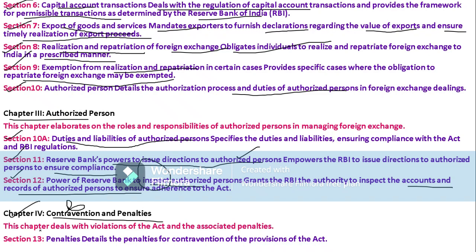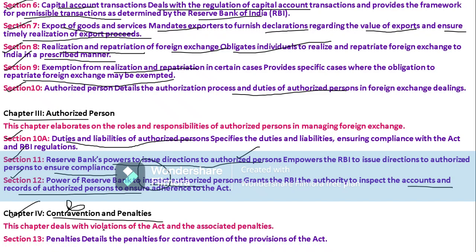So if we see, authorized person is the licensed person who has been given powers by the Reserve Bank of India to deal with the foreign exchange market. So whenever this authorized person is dealing with this foreign exchange market, okay, sometimes some contraventions may happen. So contravention is nothing but going beyond the law, or else they are not acting according to the provisions of the Fema Act. So therefore it comes under contravention, means those authorized persons are liable for the penalties, okay.